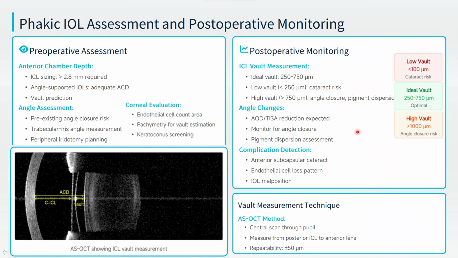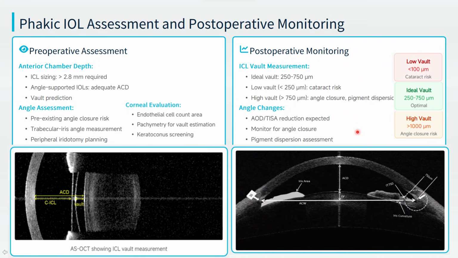Now, for the anterior chamber IOLs, a minimum lens width of at least 2.5 to 2.8 millimeters is required. Similarly for the ICL. So these measurements are very important and are not done by ultrasound. It is done by swept source OCT.